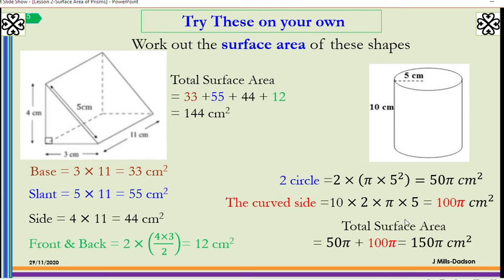If you are asked to work out the final answer in numbers, you just do 150 times pi, and that will give you the actual number. I've left the answer in pi because sometimes you are asked to leave your answer in pi.